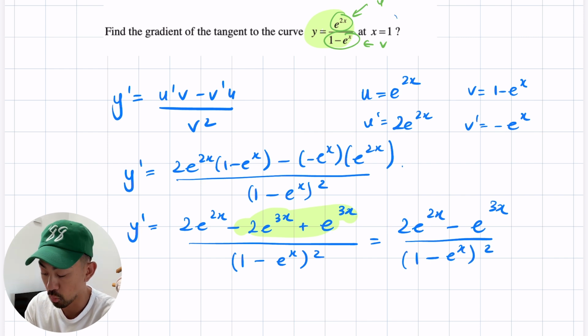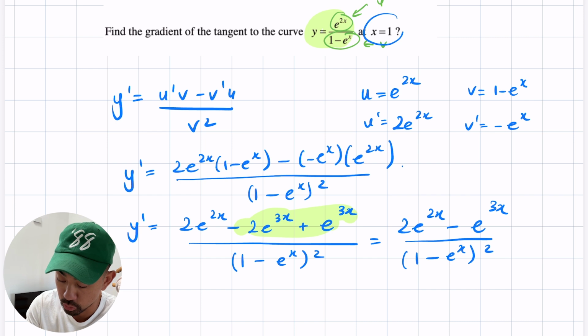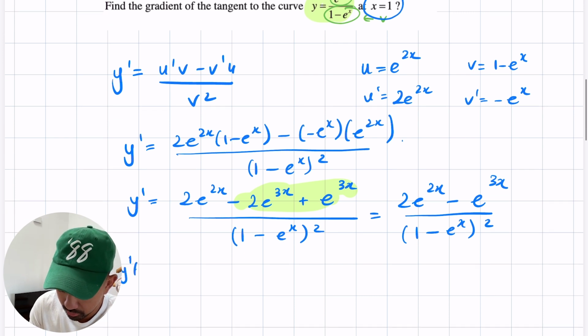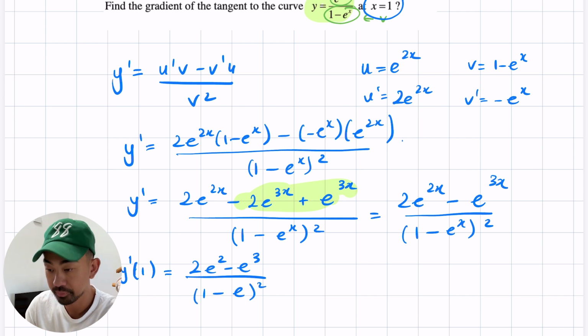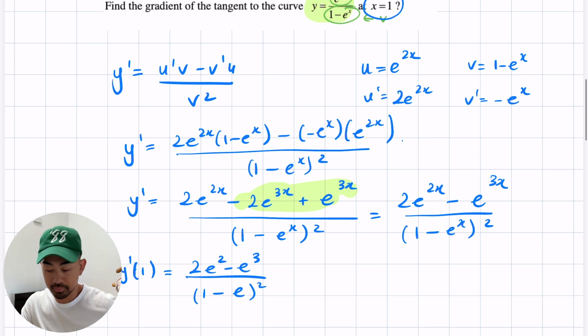And we want to know what's the gradient when x is equal to 1. So substituting 1 into here, I'll get 2e squared minus e cubed over 1 minus e to the power of 1 all squared. And that's your answer.